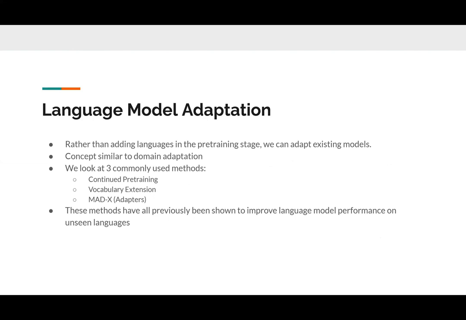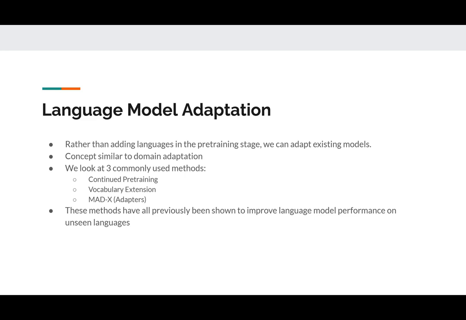This is a concept really similar to domain adaptation. And in our work, we looked at 3 commonly used methods. The most basic approach, which is normally treated as a baseline, is called continued pre-training, where you take the pre-trained model, pre-train it more on data that's only in the language that you're interested in, and then fine-tune it like usual. You can extend the vocabulary and add additional tokens from languages that maybe do not have a good representation in the model's tokenization. Or there is a framework called MADX, which makes use of adapters.